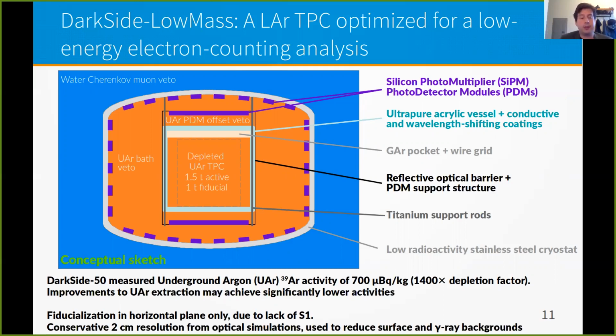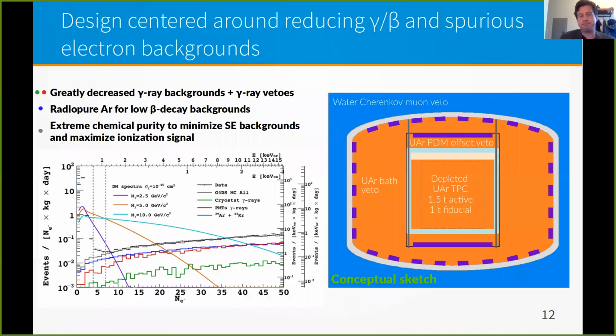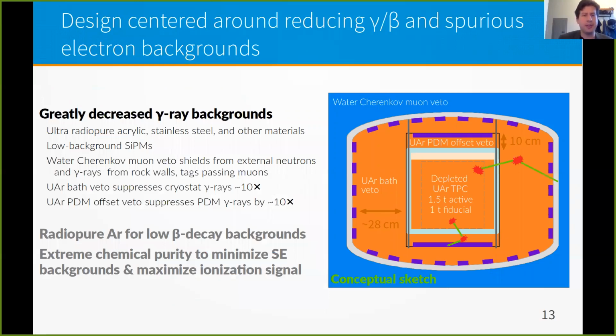So the plan is to use underground argon for everything. And DarkSide-50 measured this to be depleted by a factor of at least 1400 relative to atmospheric argon, possibly even lower after accounting for potential improvements in the underground argon extraction facilities. And so in order to decrease our backgrounds, we will focus on ways of mitigating the gamma and beta backgrounds, and also we will lower the energy threshold by trying to look for ways of suppressing the spurious electron backgrounds and maximizing our ionization signal.